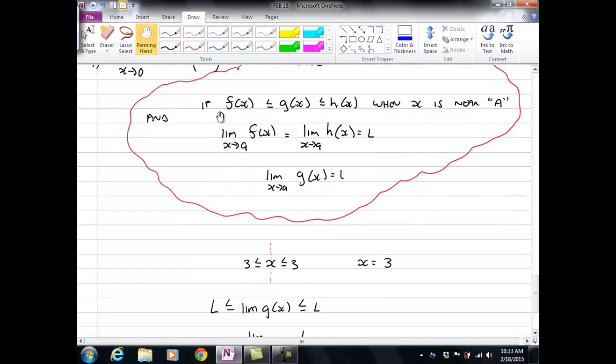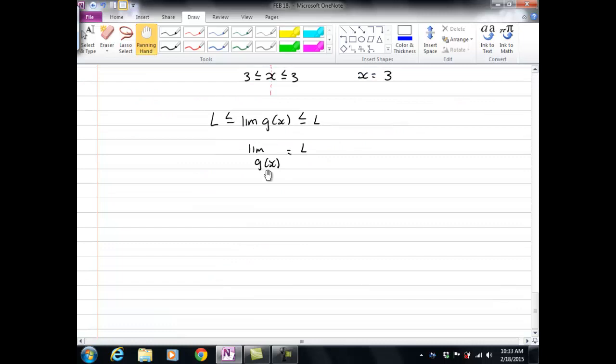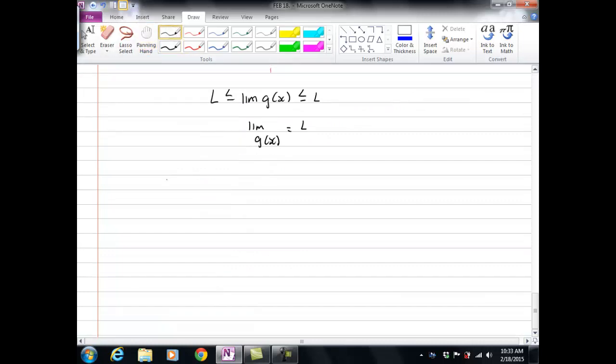This is saying this. If f of x is less than g of x and less than h of x, and the limits of f and h are equal to L, therefore by law g must equal L. Now, how do I use this to apply for this? Here's how. I'm going to start off with my question again, the limit as x approaches 0 of x squared sine 1 over x.